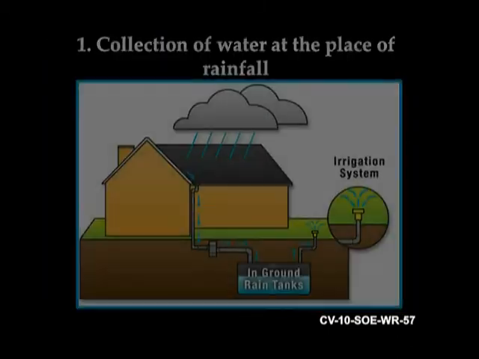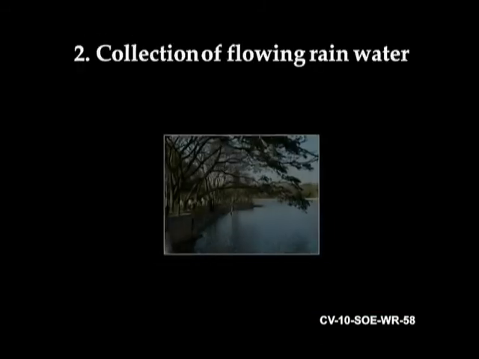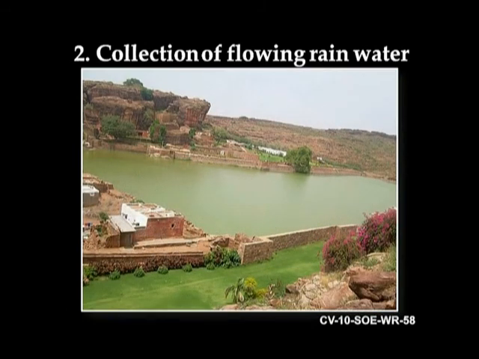One, collection of water at the place of rainfall. Examples for which are rooftops of houses and buildings. Two, collection of flowing rainwater. Examples of which are constructing bunds and collecting water.